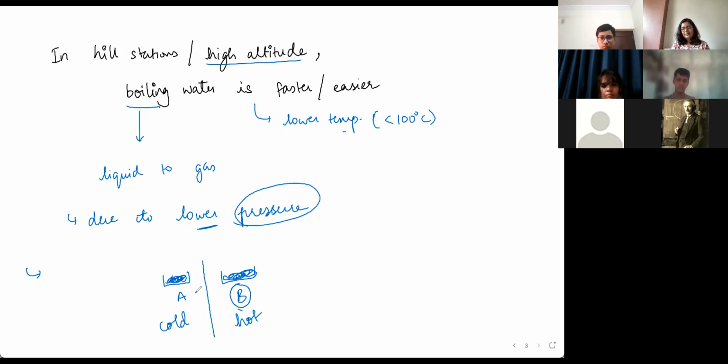Oh, then B. Sahil and Jayat are saying B. Roshmit is saying B. Aliza also saying B. Somebody sent on chat, B. Neil is also saying B. I think it's B as well. Everybody is saying B. Awesome. Good, good. I was a bit doubtful at first, but yes, B is absolutely right.